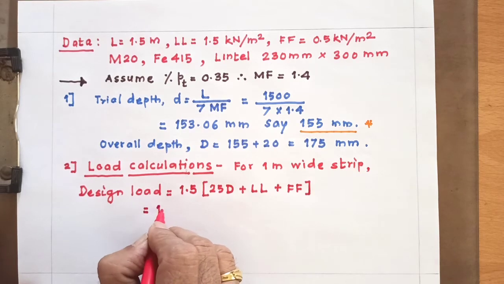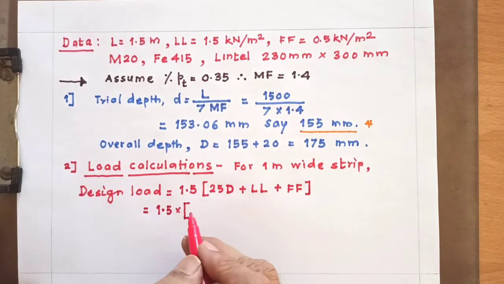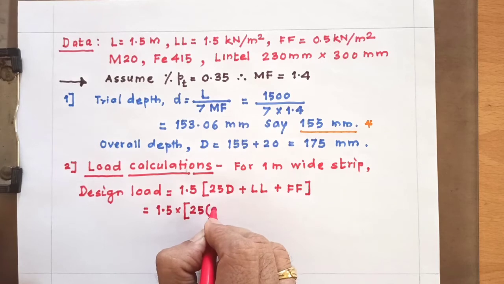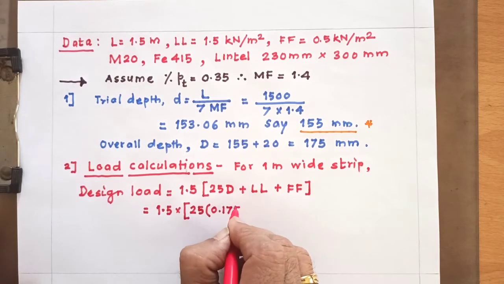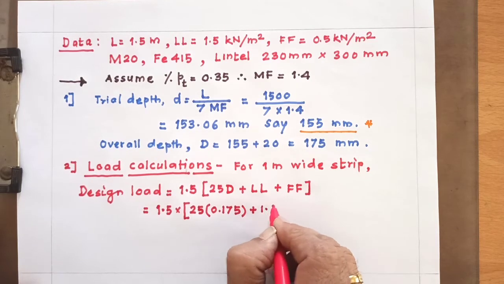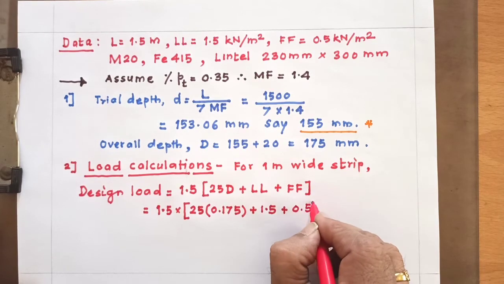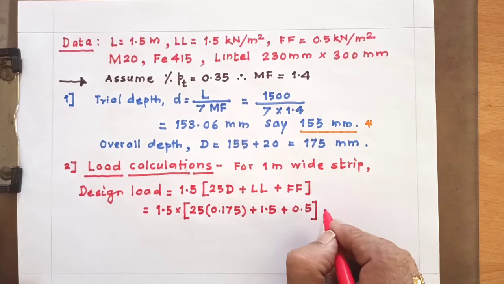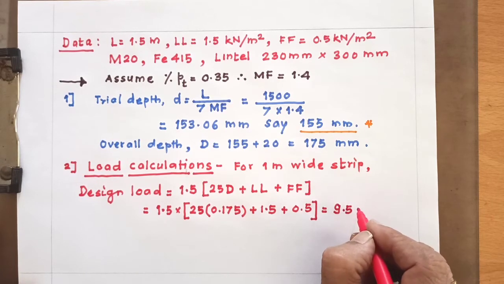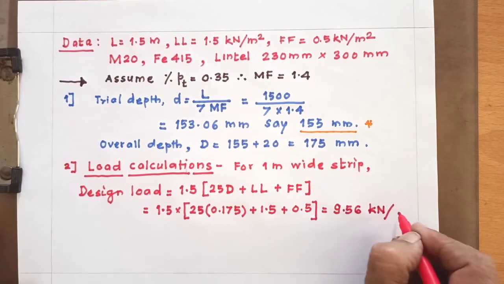Okay, this will be definitely in kilonewton per meter. So let us substitute 1.5 multiplied by into bracket 25 into D. D is 175 mm, so in meter it will be 0.175, plus live load into 1. So live load intensity is given as 1.5 plus floor finish is given as 0.5. So if you equate this, it comes out to be 9.56 kilonewton per meter.